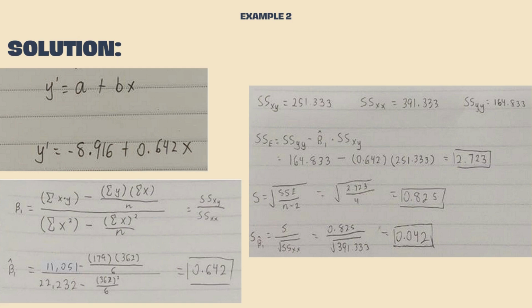So now we need to get SSE. So it's equal to sum of squares YY minus B hat sub 1 times sum of squares XY. So plugging in the values, we have 164.833 minus 0.642 times 251.333, and we will get 2.723. And then we also have to get the value of S and the value of S sub B hat sub 1. So we have our values here. We have 0.825 and we have 0.042.